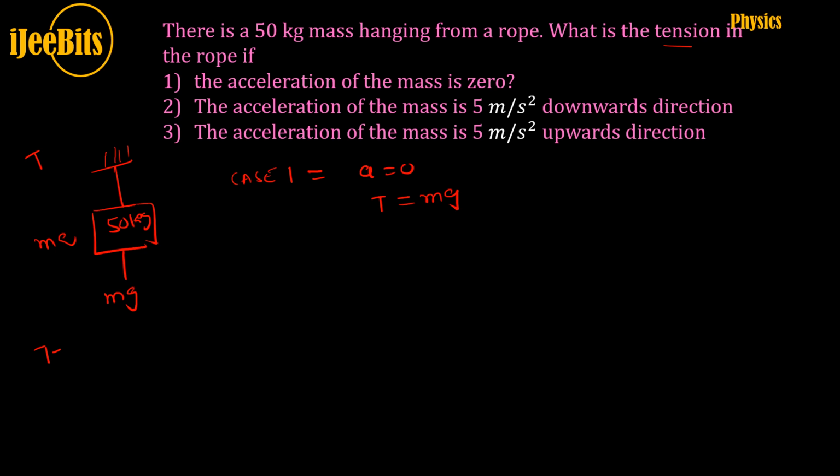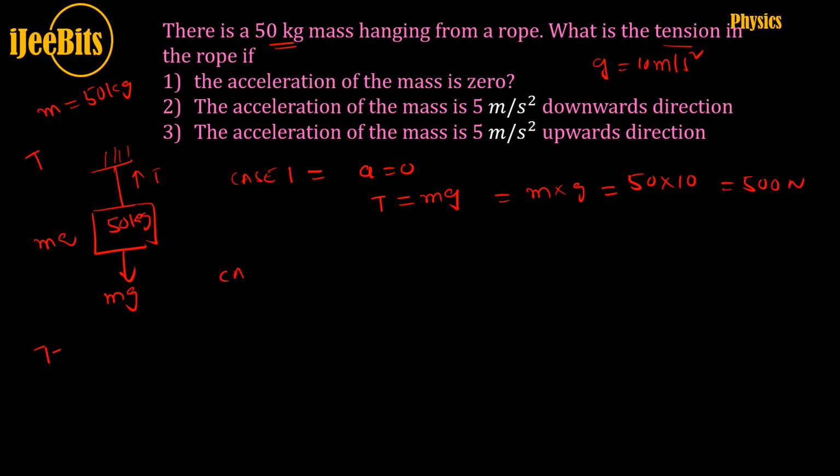Tension is in the upward direction and mg is in the downward direction. So both should be equal when acceleration is 0. So T is equal to mg. So m into g. M value, how much? 50 kg. M equals 50 kg, right? So g would be 10 meters per second squared, you can think. So mg would be 50 into 10. So 500 newtons. That's case 1.